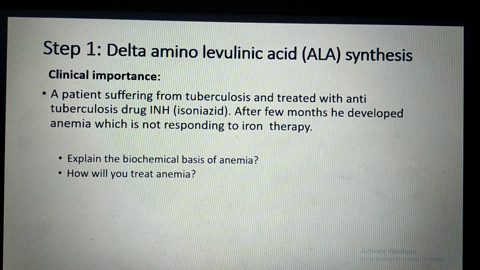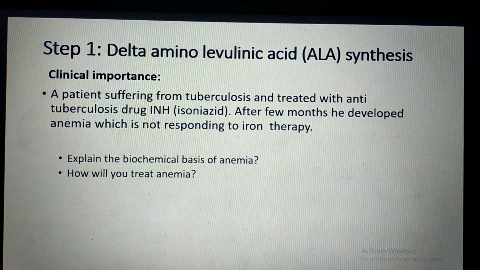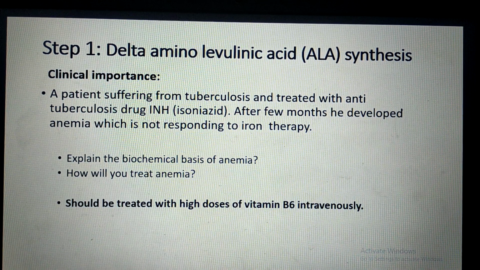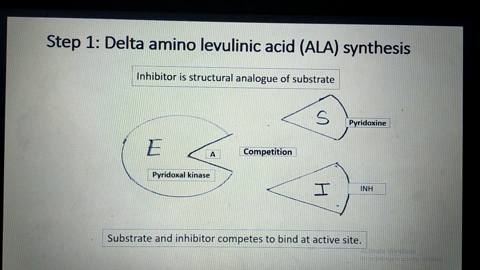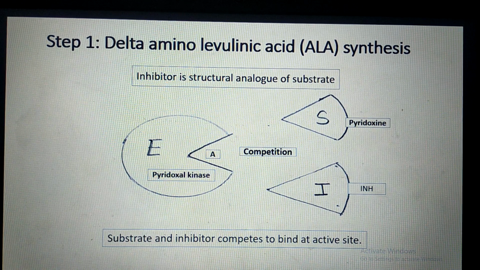Now the next question is, how will you treat this anemia? Because this patient is not responding to iron therapy, as given in the question. As I have told you, there is a competitive inhibition in this step. Substrate and INH compete to bind at the active site of the enzyme. As the concentration of INH is more, INH binds at the active site.